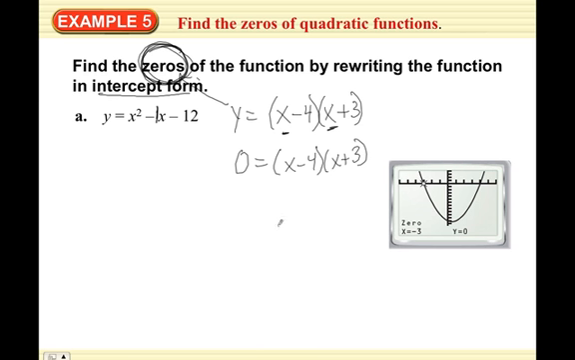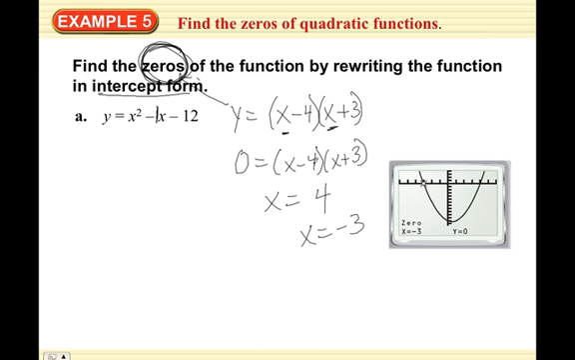So when it says find the zeros, what does that mean? When y is 0, what is the x value that makes y 0? So in this case right here, what are the x values that make y equal to 0? You can tell me just by looking at it, right? X equals 4 and x equals negative 3 if you set both of these equal to 0.